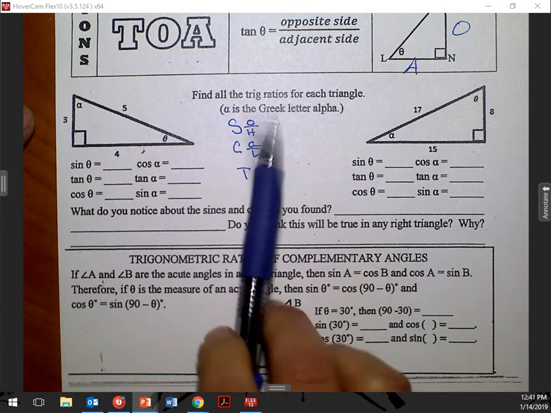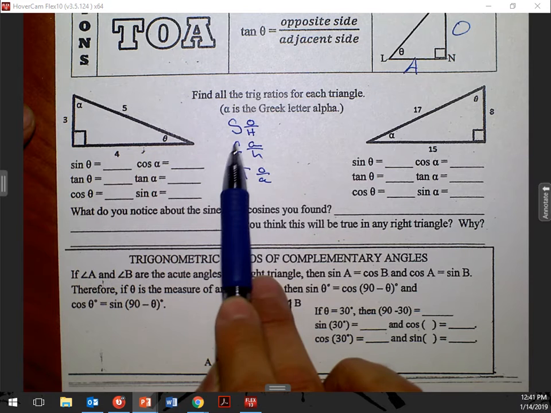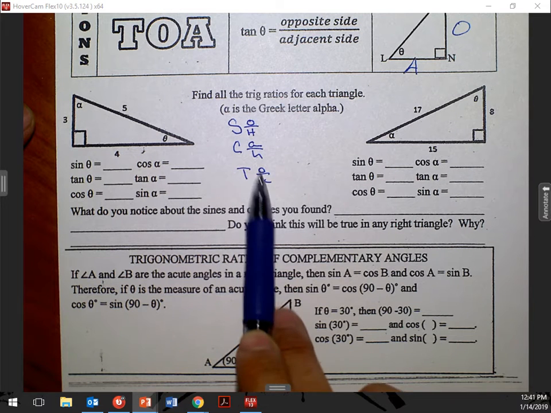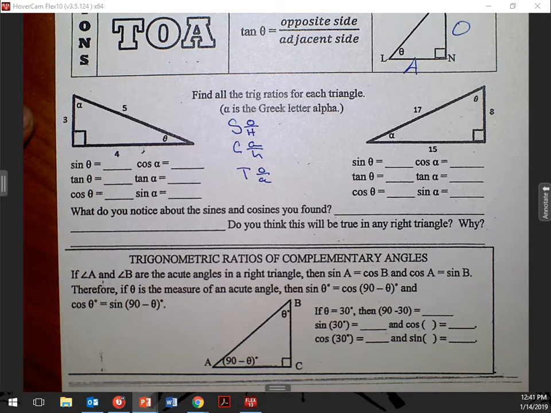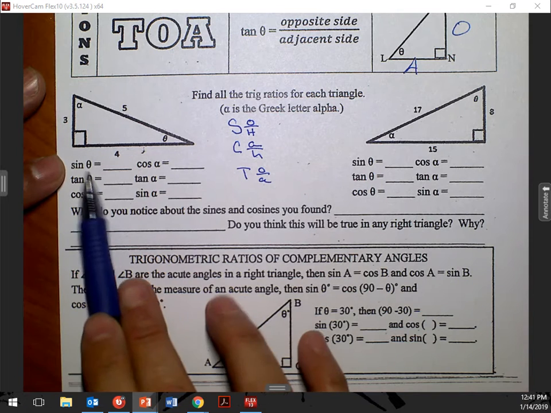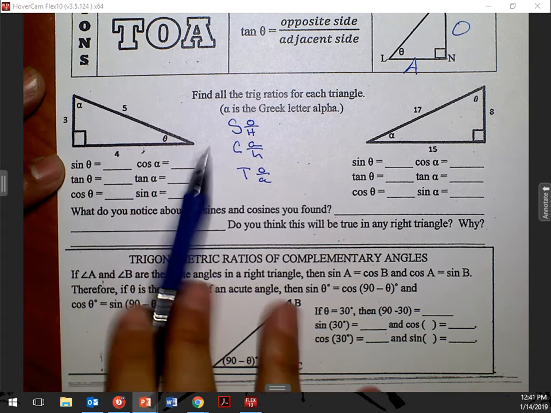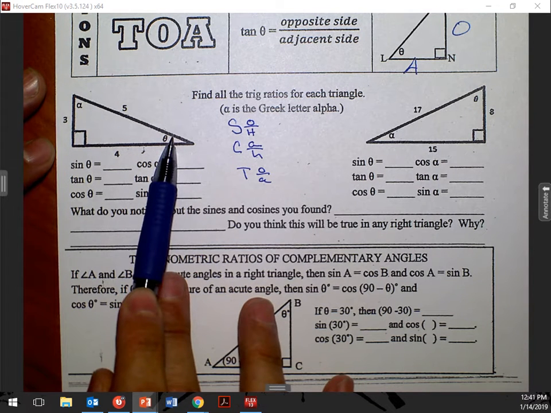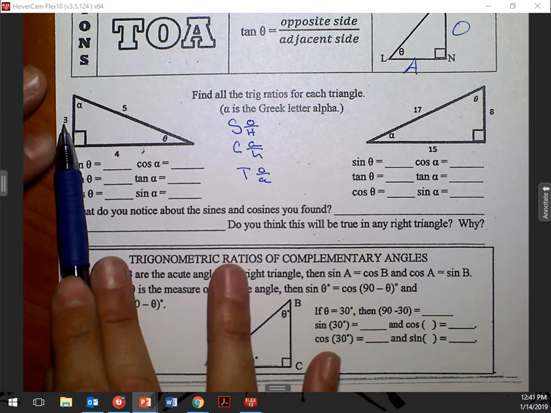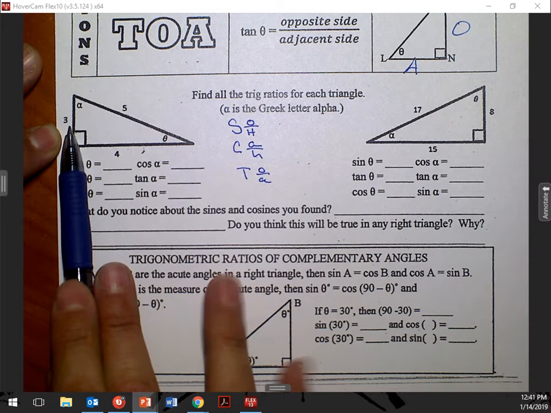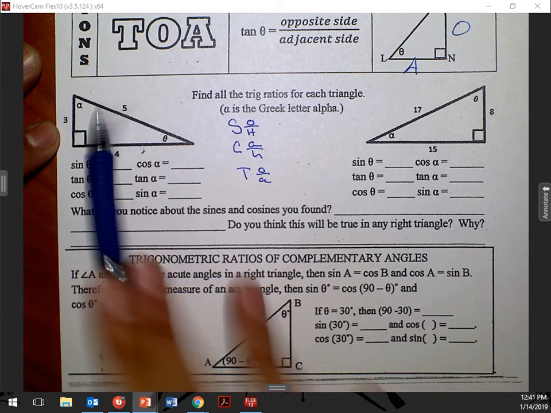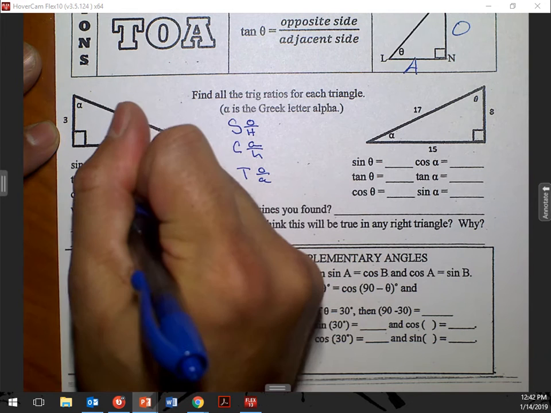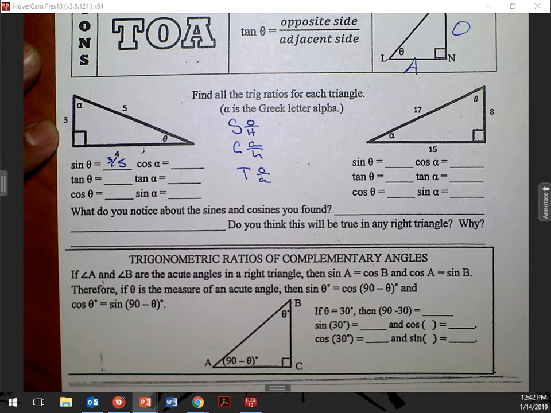Another way to rewrite this whole thing is SOHCAHTOA. There it is again. Some old hippie caught another hippie tripping on acid. Pay attention. All right, so sine from here. What is opposite theta? 3. What is hypotenuse of theta, of this one? 5. So my answer is 3 over 5.